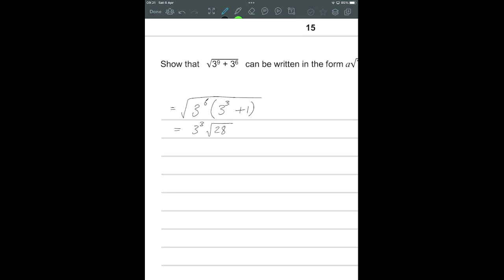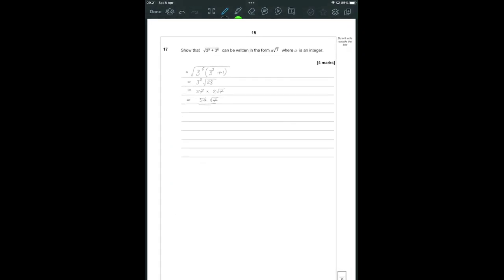And now I'm happy. There's 28's in the 7 times table. At the front we've got the 27. Root 28 we can separate into root 4 and root 7. Root 4 becomes the 2, so we get to 54 root 7. A really horribly looking question that actually wasn't too bad at all. As long as we notice that factorisation, the question falls out fairly comfortably.